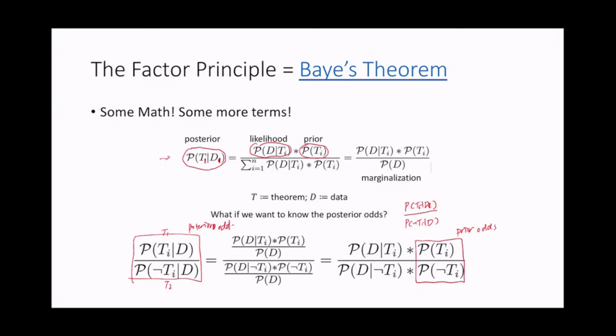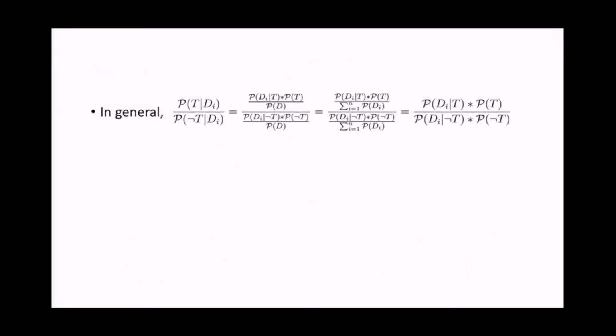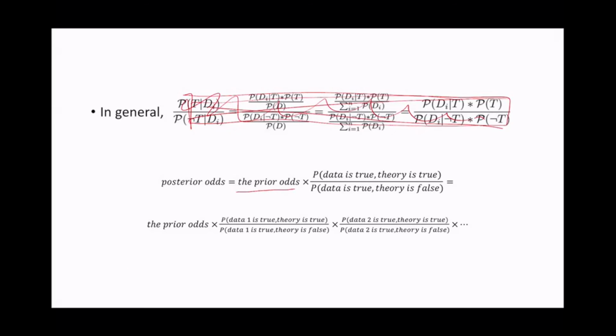And this formula could be generalized and extended. The thing we want to know is, sorry, this is wrong here. We should use the previous thing. Just ignore this whole thing. The first thing that we should multiply this whole thing by is the prior odds: the odds for the theorem to be true divided by the negation of the theorem. And then we have different data: P(D1 given T) over P(D1 given negation of T).